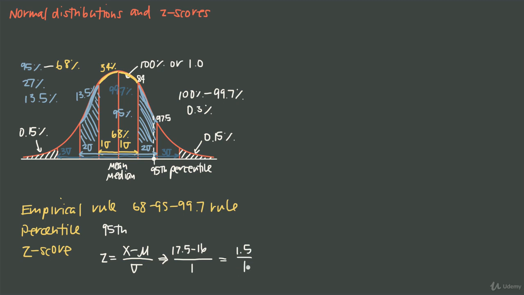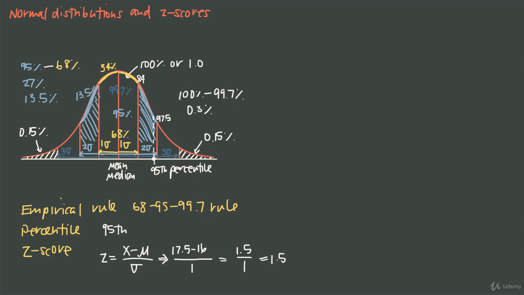And this isn't just 1 because we're talking about 1 standard deviation. We just assigned the standard deviation to have a value of 1. It could have been 0.8 or it could have been 2.7 or whatever. But we just said 1 standard deviation is 1. And so then the value we get here is 1.5. So 1.5 is our z-score.